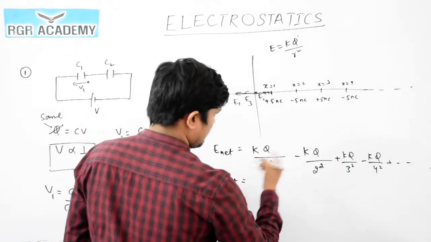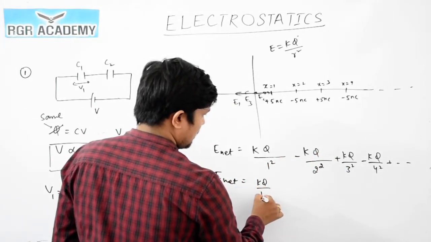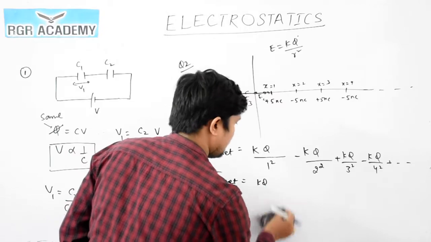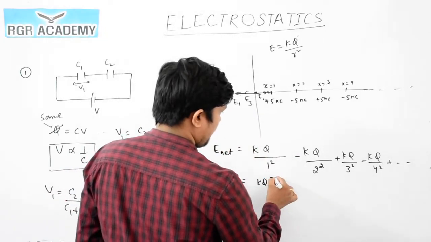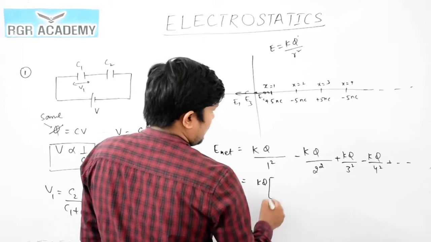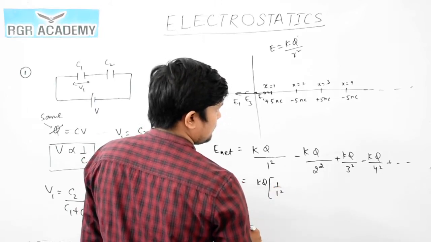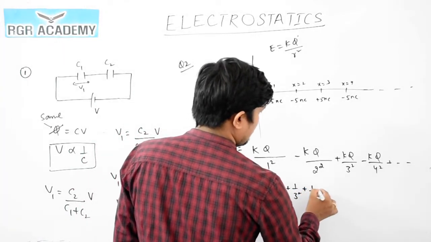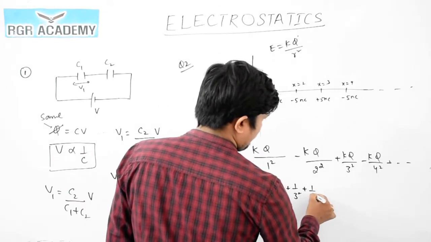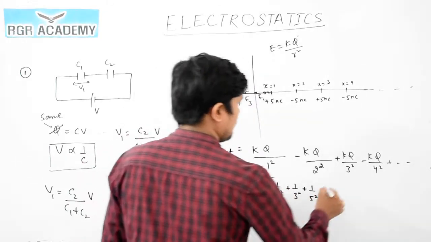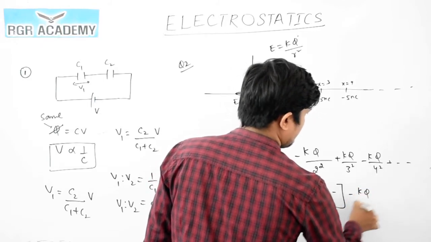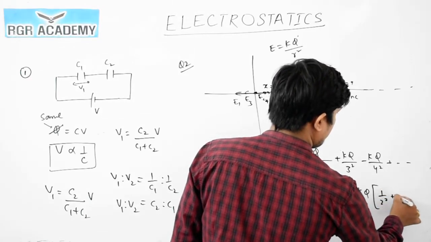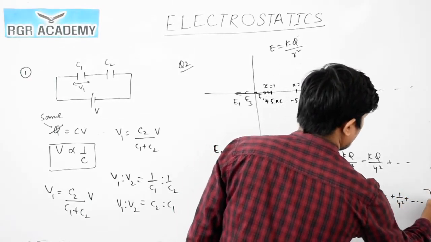So from this we can write E net. We will add these terms together. I will take KQ common, then you will get 1 by 1 square plus 1 by 3 square plus 1 by 5 square, like this way it will go on, minus KQ times 1 by 2 square plus 1 by 4 square, like this way it will go on. Clear?